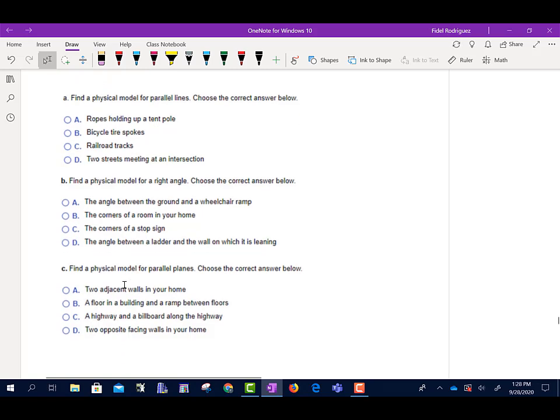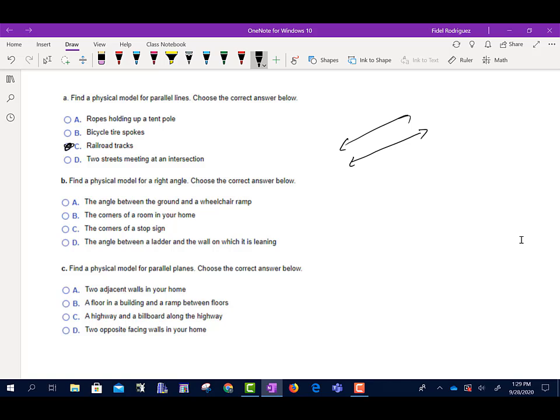All right, so we got another question now, okay? Let me get my pen going again because it is still freezing up. There we go. It says, find a physical model for parallel lines. So guys, remember what parallel lines look like, right? They look like this. They don't intersect, okay? So ropes holding up a tent pole. So here is, let's see, ropes holding up my tent pole. No, bicycle, no. What about railroad tracks? Wouldn't railroad tracks be parallel lines? Because those two are not going to meet, okay?